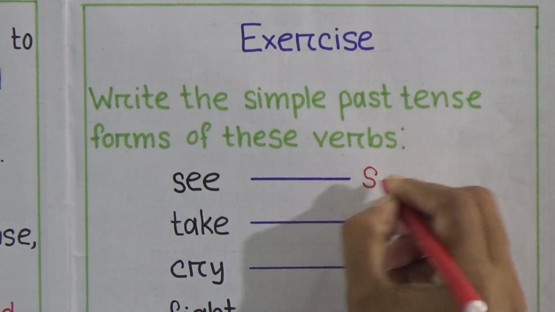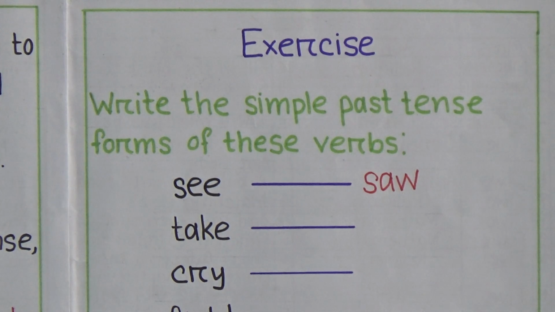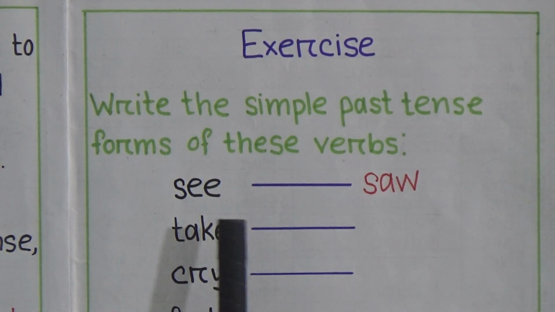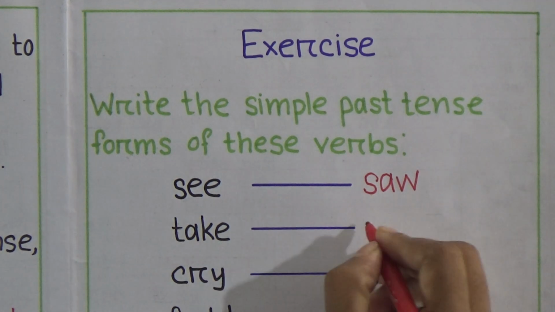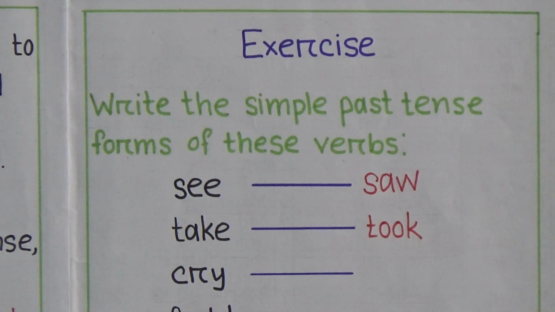The spelling is S-A-W, saw. See will be saw. Next, take. Take will be took. T-O-O-K, took. The past form of take will be took.